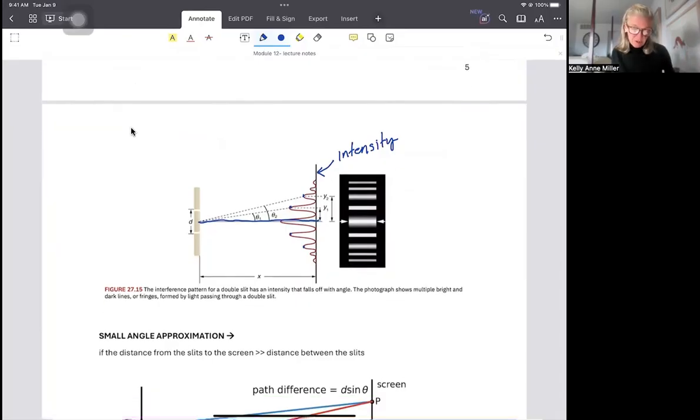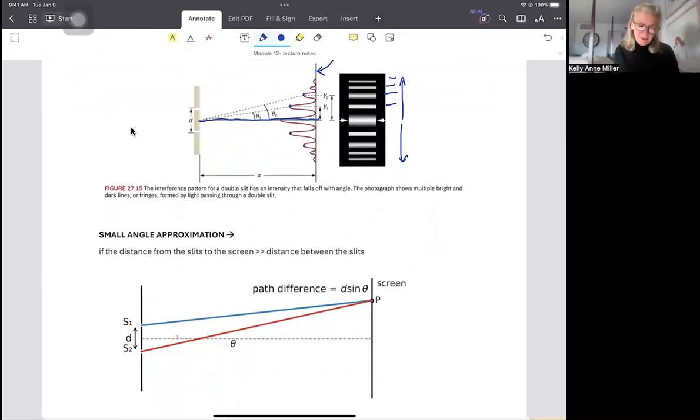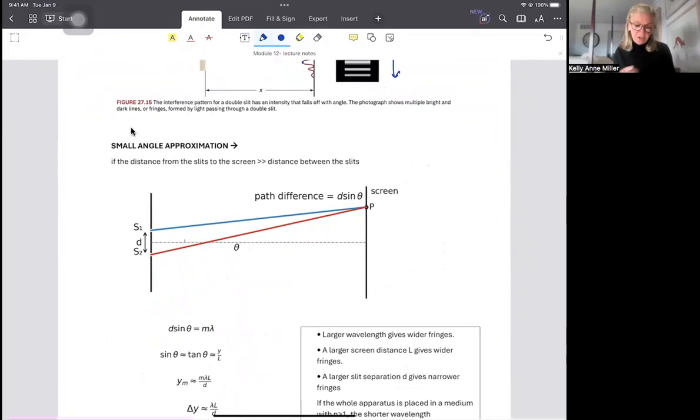Basically, what you see is an interference pattern for the double slit with an intensity that falls off with the angle. The brightest band will be right in the middle, and each of these bright bands will be slightly less bright than the one before. It gets less bright as you go from the middle outwards in both directions. Okay, so that's the double slit. There is a small angle approximation that comes in very handy, so let me explain that to you.